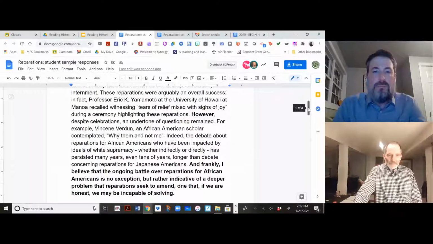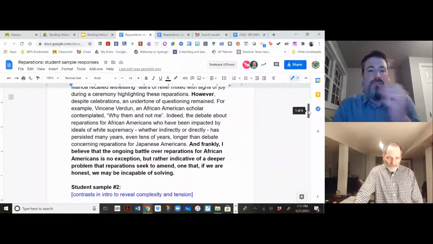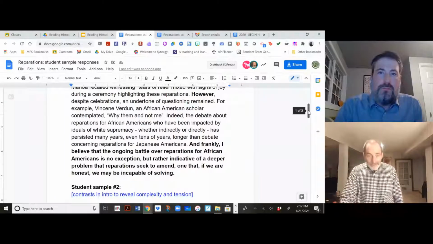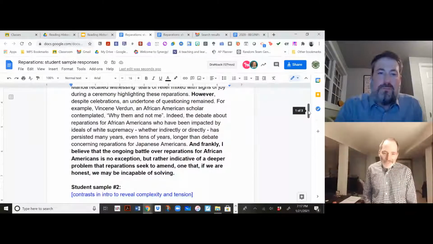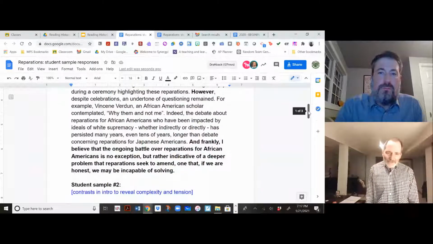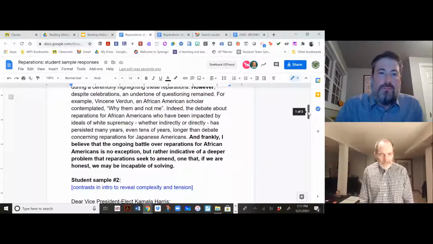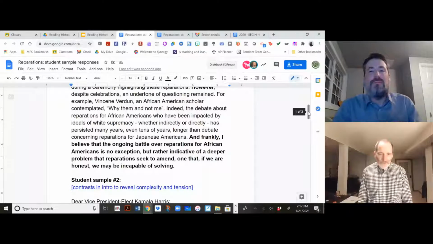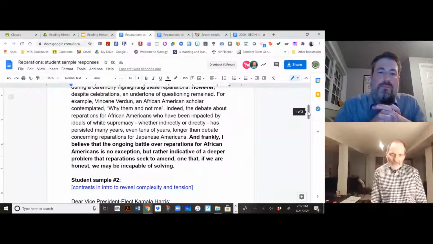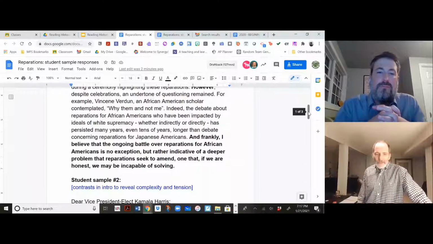Indeed, the debate about reparations for African-Americans who have been impacted by ideals of white supremacy, by the way, as we may know, a phrase our President Biden actually used in his inaugural address, whether indirectly or directly, has persisted many years, even tens of years, longer than debate concerning reparations for Japanese Americans. And frankly, I believe that the ongoing battle over reparations for African Americans is no exception, but rather indicative of a deeper problem that reparations seek to amend, one that, if we are honest, we may be incapable of solving.